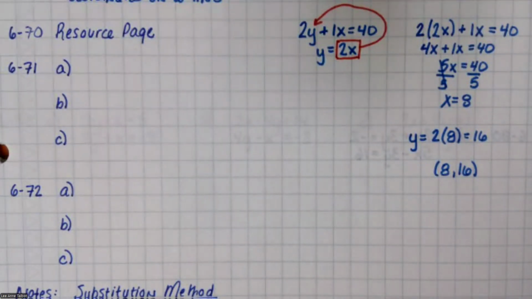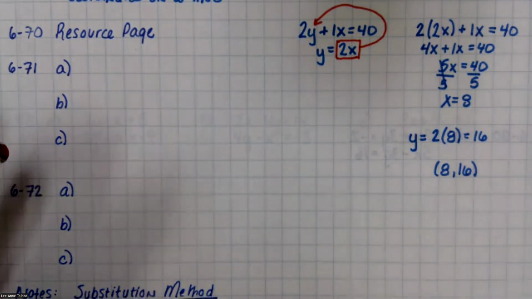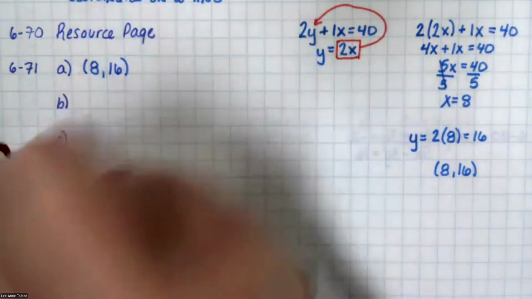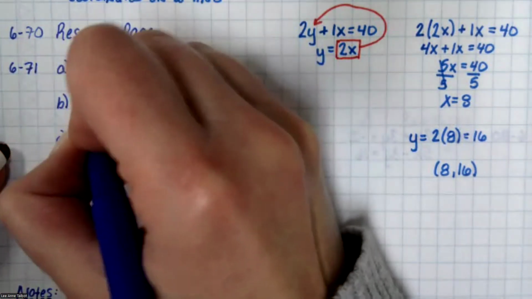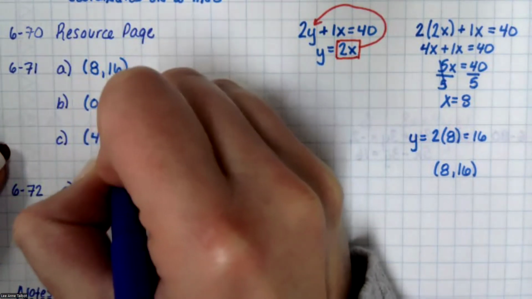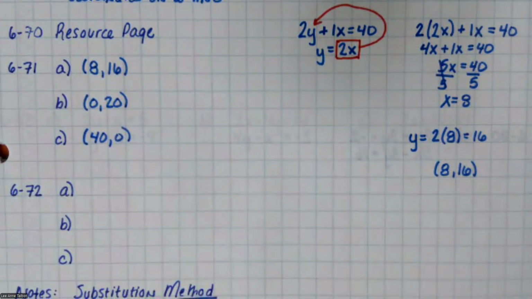Oh, it's good. Hold on, hold on. Almost there. Okay, so 71 and 72 are very quick. They are actually a vocab lesson. I want to talk about the points that we worked with today, 8, 16, 0, 20, and 40, 0. So if you could just write those in. 8, 16, 0, 20, those are just some of the points we worked with today.